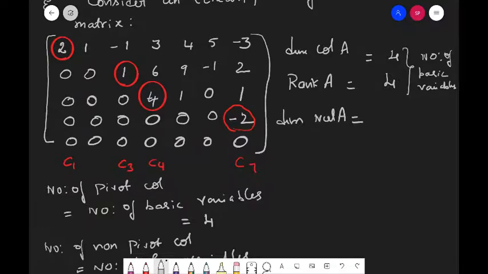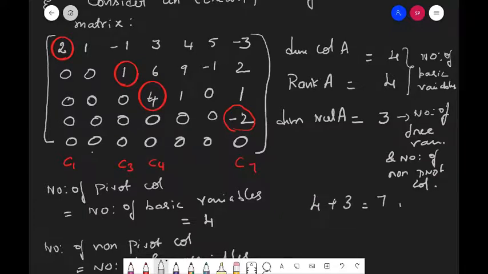Dimension of null A. Suppose null A is equal to, what are remaining which are non-pivot columns? How many are there? 1, 2, 3. It is equal to 3, and you can even say this is number of free variables as well as number of non-pivot columns. All these are equal. And also you can observe here, 4 plus 3 is equal to 7, that is number of columns in the matrix.